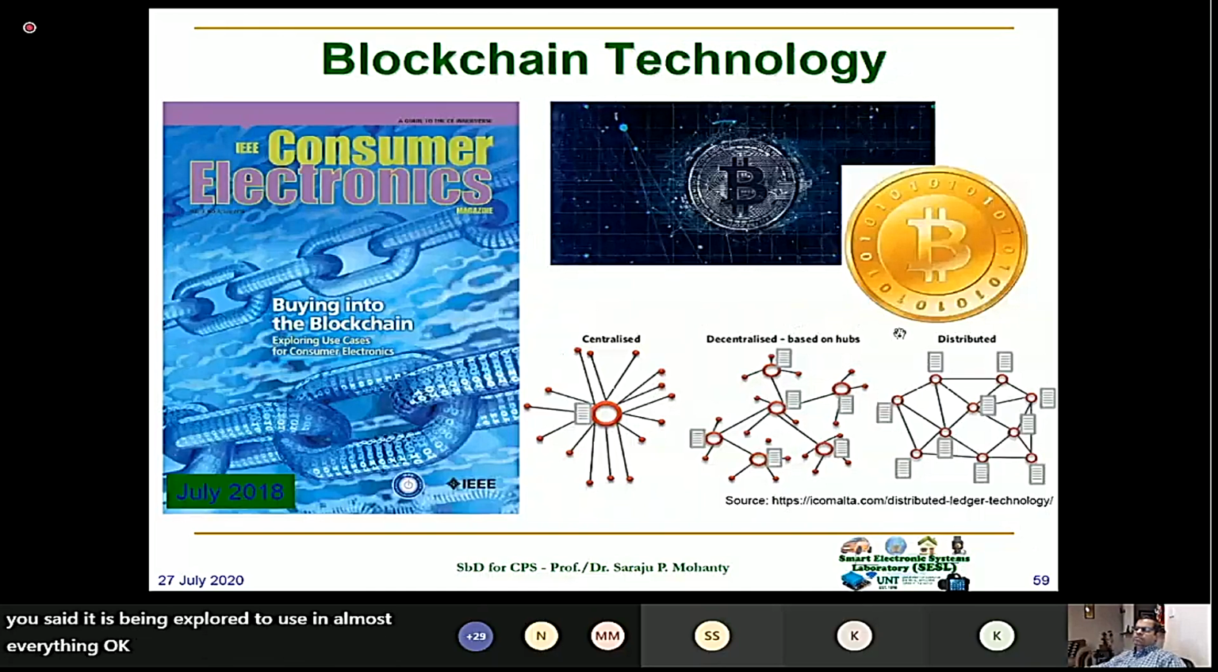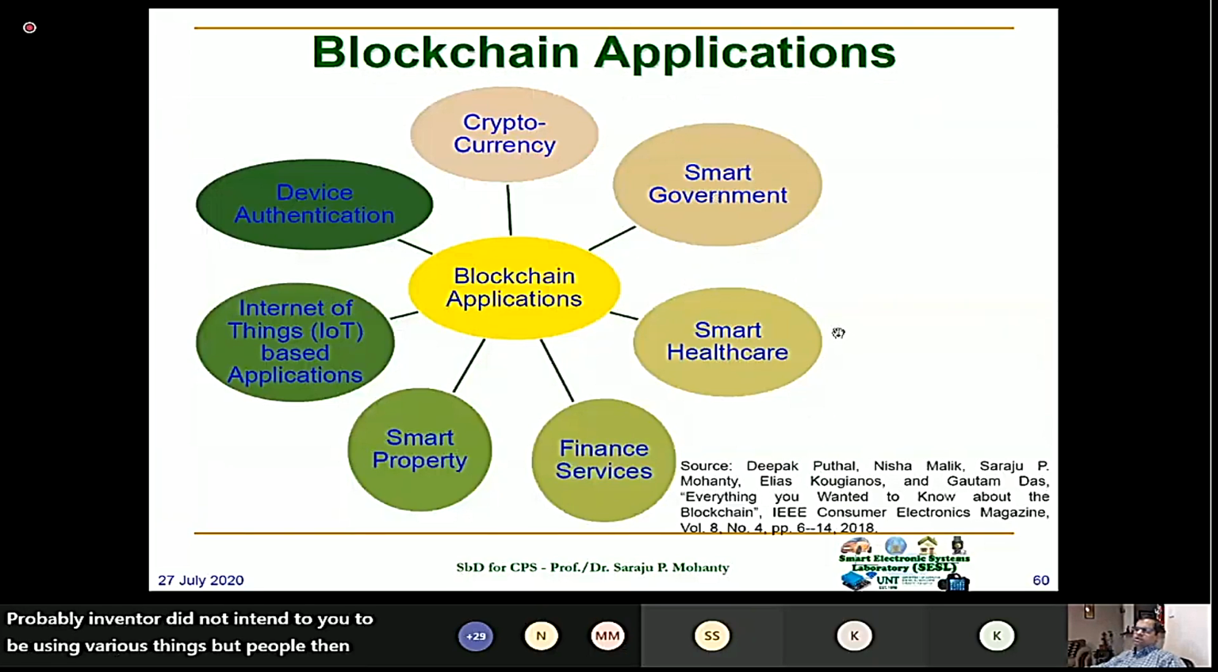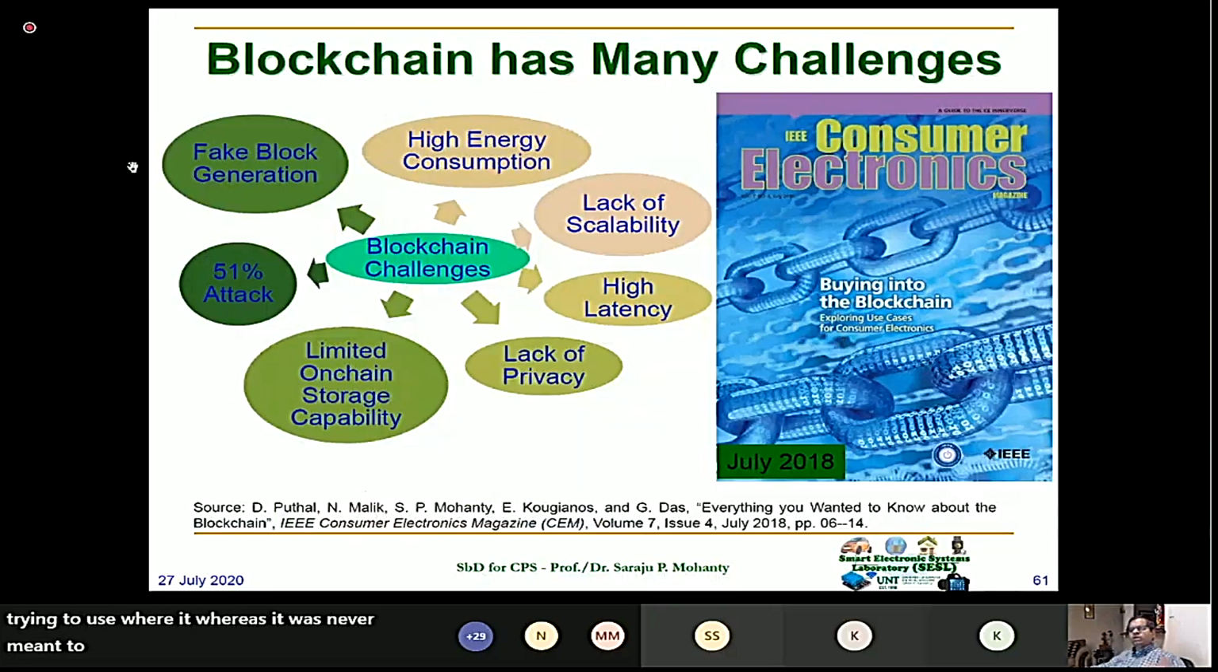Even though it came originally for Bitcoin, its inventor probably did not intend it to be used in a variety of things, but a lot of people paid attention. They are exploring to use it everywhere, not just cryptocurrency: healthcare, finance, service, property, and so on. Everywhere people are trying to use it, whereas it was never meant for that. So these are the things that need to be solved and overcome for blockchain before it can be used.